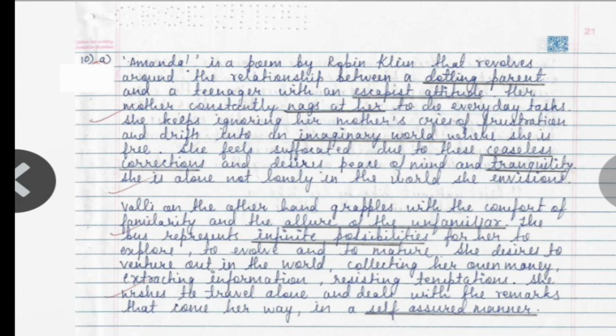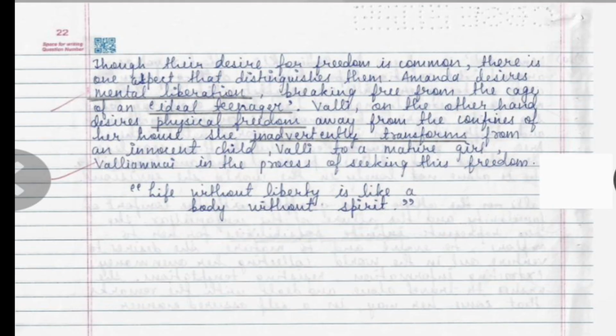escapist, gratitude. I don't know what is written. Nags at her imaginary world, care, sees less. Then tranquility. Now allure of the unfamiliar, infinite possibilities. Mental liberation, physical freedom, and whatever is written at the right, I cannot understand the handwriting, but whatever it is, the answer is very good.